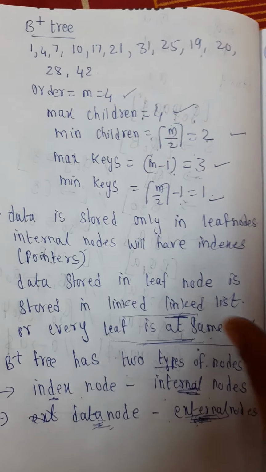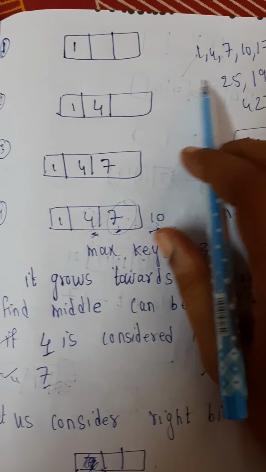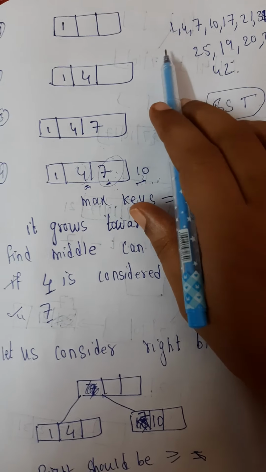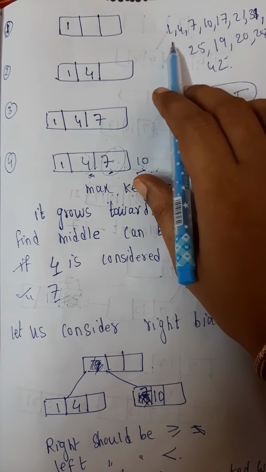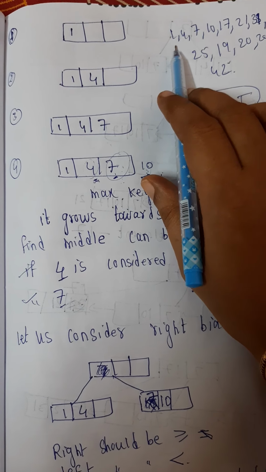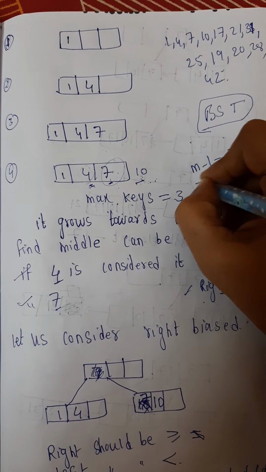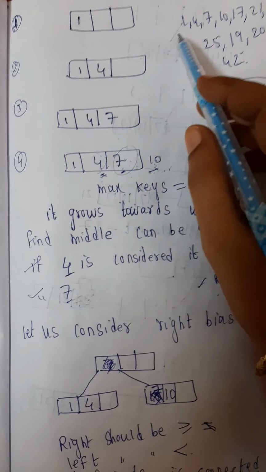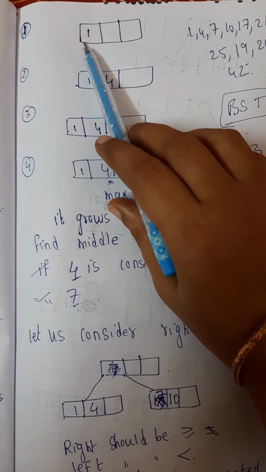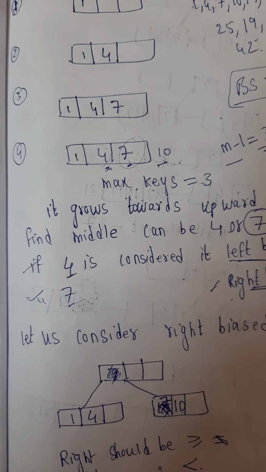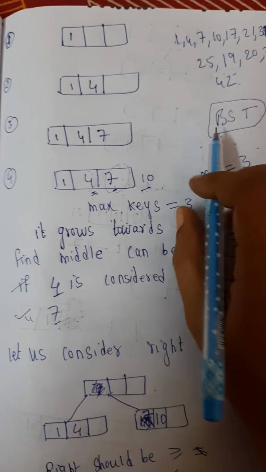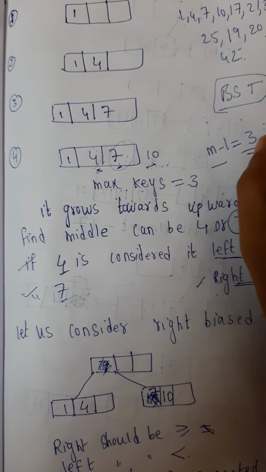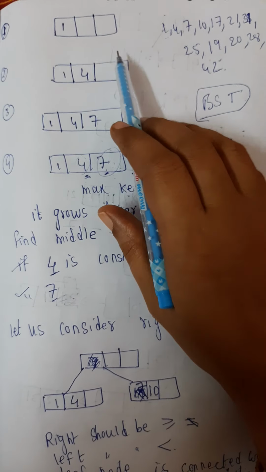Now we will start the insertion. Here are the values I want to insert now. How many maximum keys are allowed? The maximum keys allowed are m minus 1, that is 3. So 3 keys are allowed maximum. Now what is the first value you want to insert? 1. And one more thing here is, it should also satisfy the property of BST: the left should be less than the root and the right should be greater than the root. So in that way we'll go for insertion.